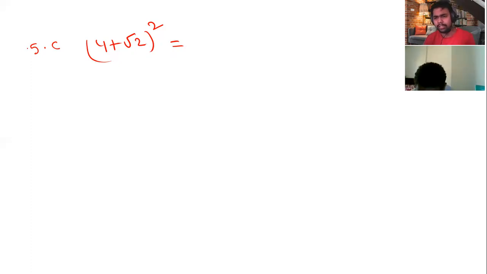Is it the first one, A plus B whole square? Yes. So this is A and this is B. A square plus 2AB plus B square. Step by step. First of all, A square plus 2AB means 2 times A.